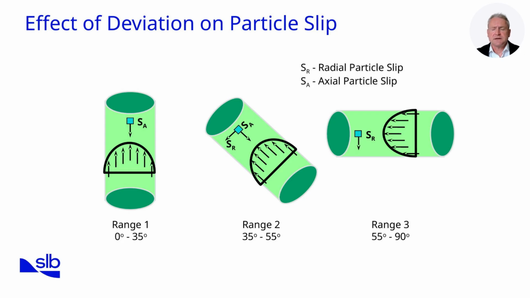Here, particle slip is mainly axial, meaning cuttings tend to fall directly downwards, assisted by gravity. Transport efficiency is relatively good, and cuttings are readily carried by annular flow.